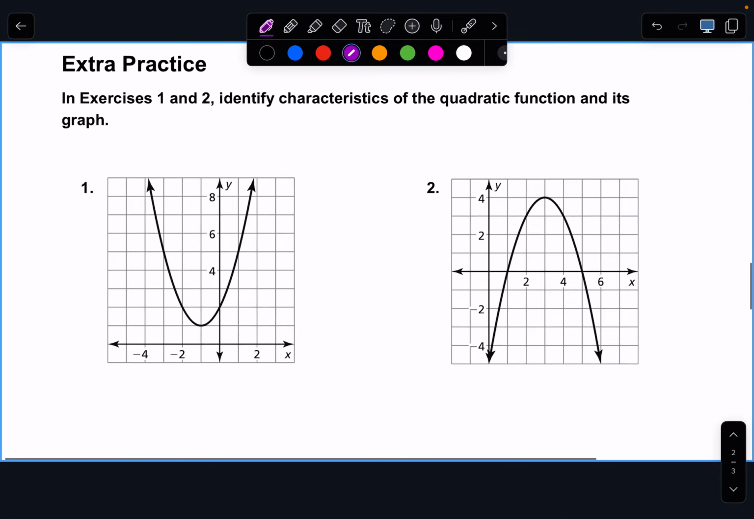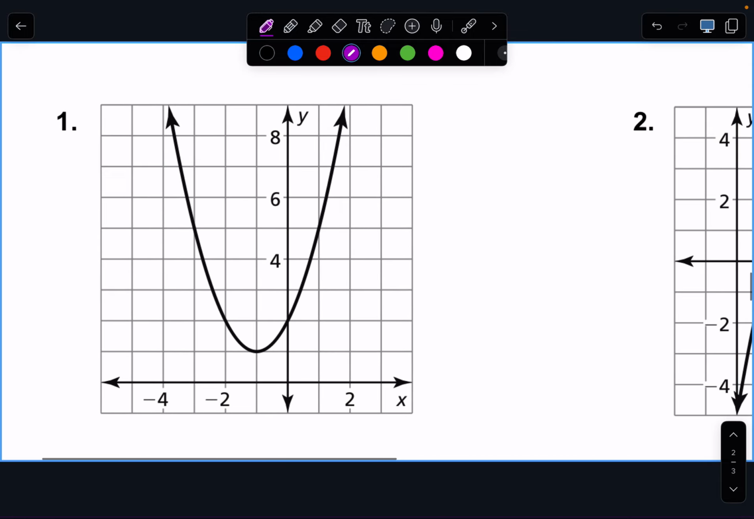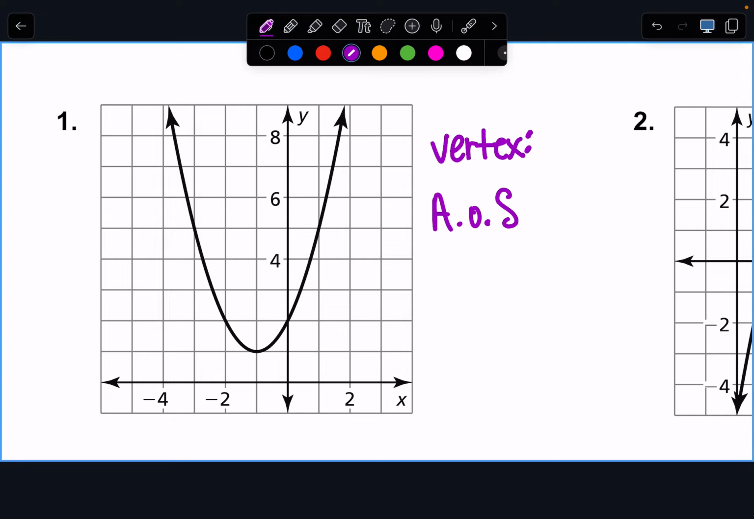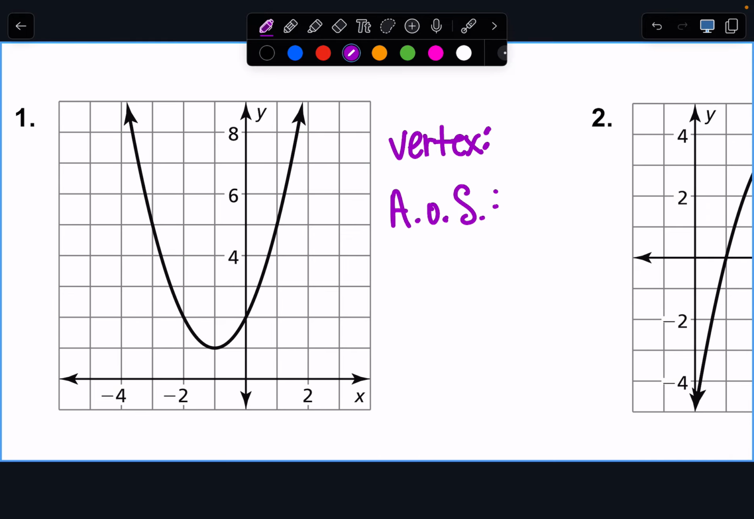Okay. So on this graph right here, we need to be able to look at this graph and say, hey, what is the vertex? And what is the axis of symmetry? All right, so where would you say this parabola turns? It would turn at negative 1, 1. Do you see how that's where it switches directions? Okay, so that's our vertex.